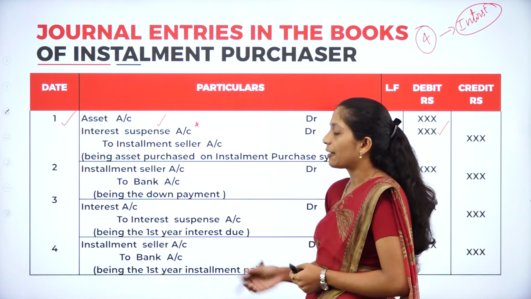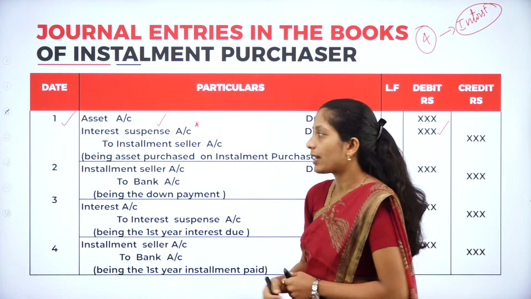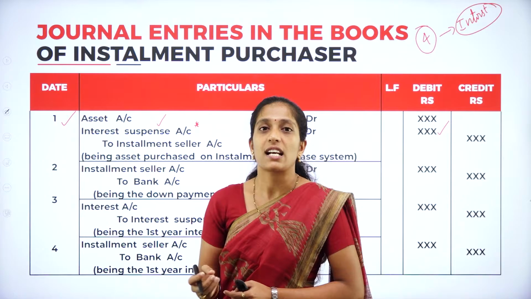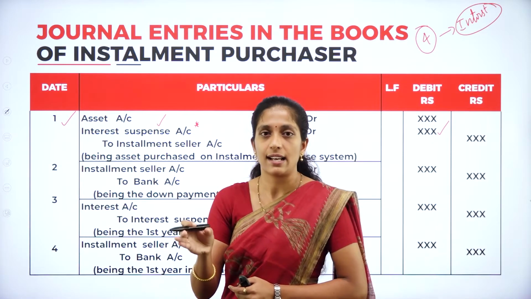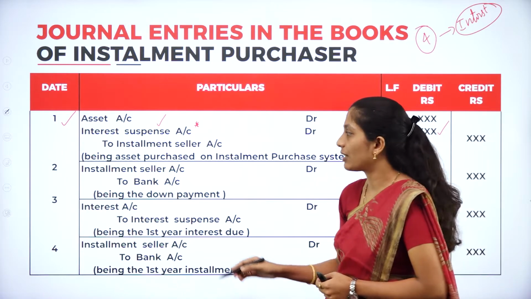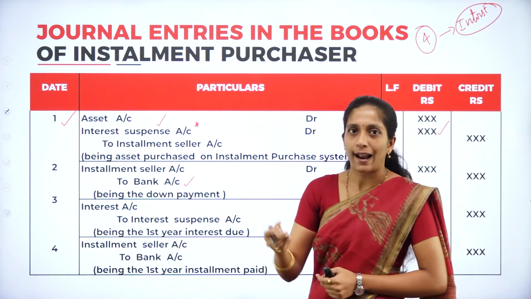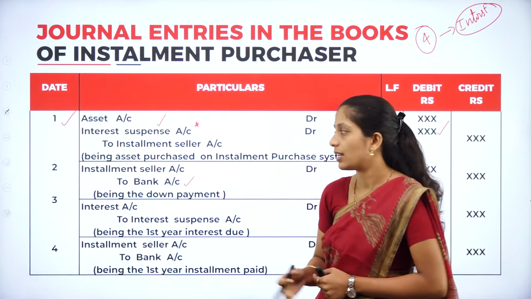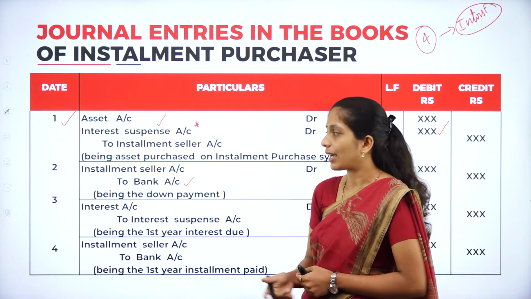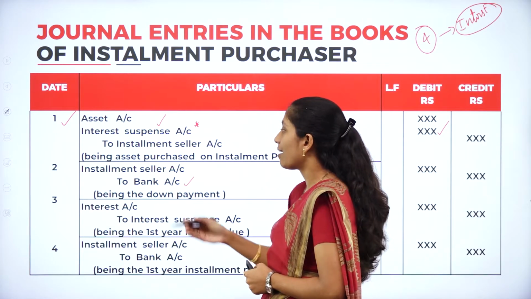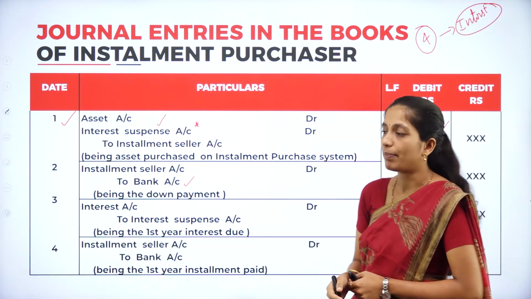So what is the entry? Installment seller account debit to bank account. Why are you debiting installment seller? Because here the installment purchaser is paying the amount to the installment seller, right? Why are you crediting bank account? Because cash or bank goes out from the hire or installment purchaser. So the entry is installment seller account debit to bank account, being the down payment made.